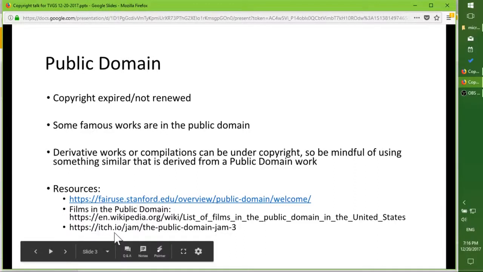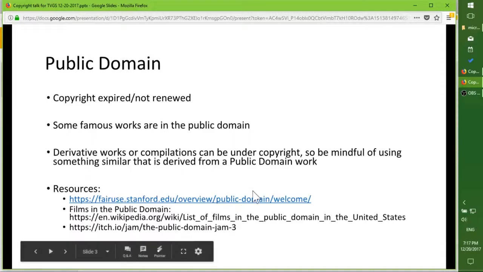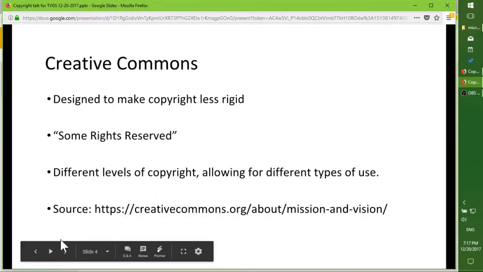Also, a while back there was the public domain game jam. That was a lot of fun. That's where I made a game, Wolf Unscripted. It was based off fairy tales, which are, at least in the old versions, public domain. All right.